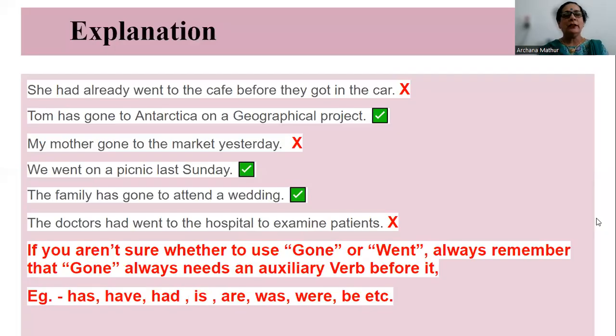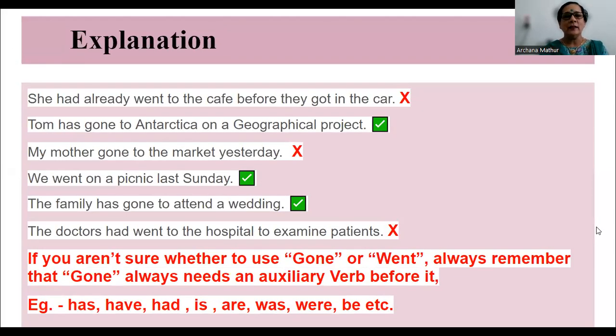Yes. So if we say she had already went to the cafe before they got in the car, that is wrong because we cannot use had with went. Words like has, have, had, is, are, etc. can only be used with gone. Tom has gone to Antarctica. The family has gone to attend a wedding.